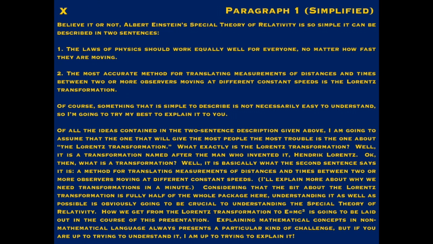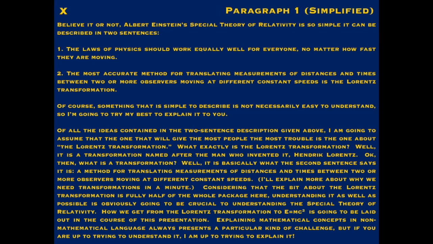Believe it or not, Albert Einstein's Special Theory of Relativity is so simple it can be described in 2 sentences. Number 1, the laws of physics should work equally well for everyone, no matter how fast they're moving. And number 2, the most accurate method for translating measurements of distances and times between 2 or more observers moving at different constant speeds is the Lorentz transformation.